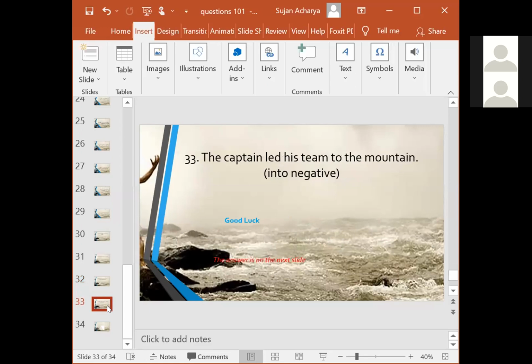33. The captain led his team to the mountain into negative. The captain led his team to the mountain. The captain did not lead, L-E-A-D. The captain did not lead his team to the mountain. That's the end of it.